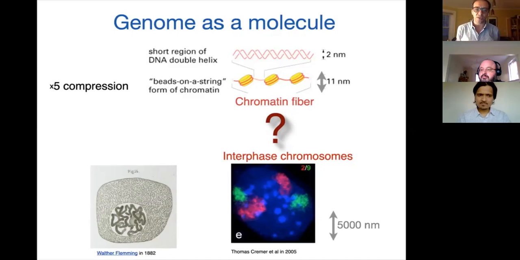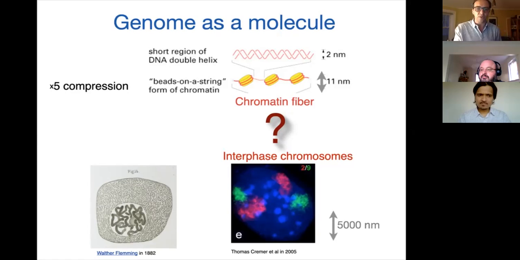Here you see in blue the nucleus of a mouse cell. And inside the cell, you see two chromosomes highlighted in different colors. There are two copies of chromosome 2, a maternal and a paternal. And there are two copies of chromosome 9 in green. So you can see them. And so we see that chromosomes are somewhere in the nucleus. And the question is, how is this chromatin fiber packed inside these chromosomes?